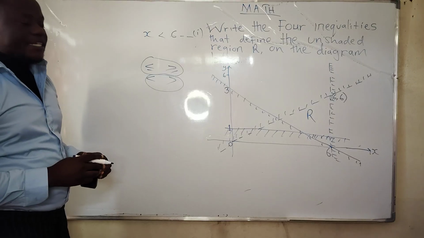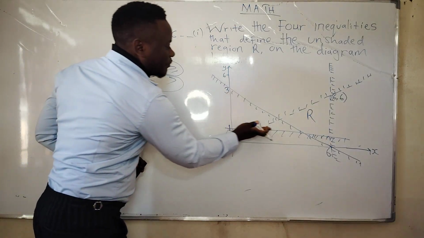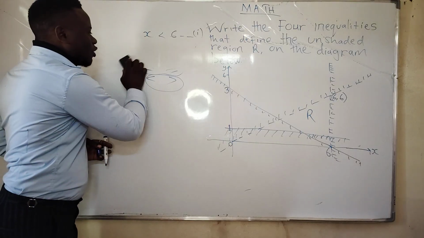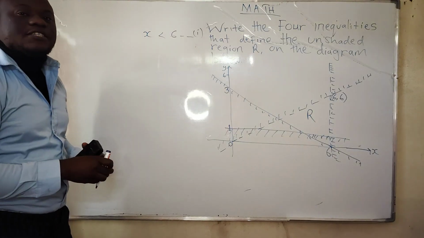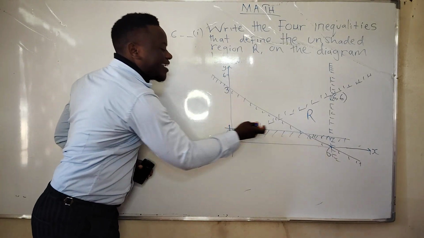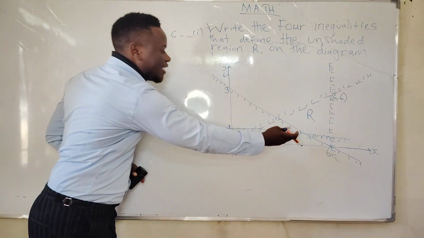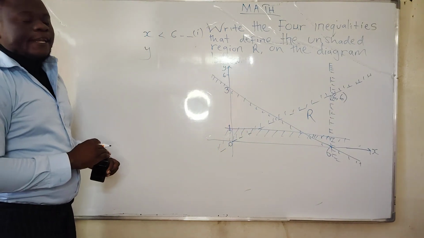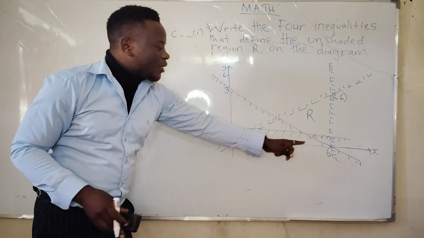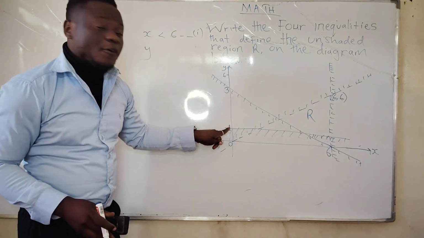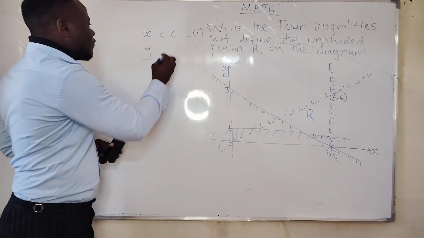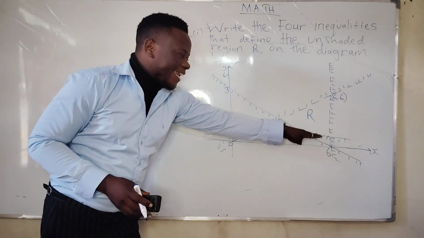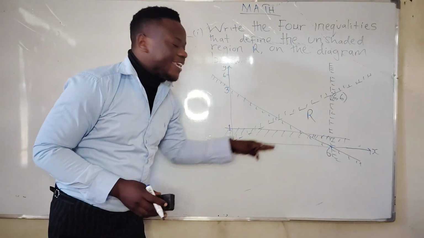The second inequality, I will go for this one here. Now we are talking about horizontal. For horizontal, all the lines, you use y. So this line here is horizontal, so you use y. Next, you check this horizontal line is passing through which number? 1. So meaning you have 1 here. Again, check the type of line now. The type of line here is solid.